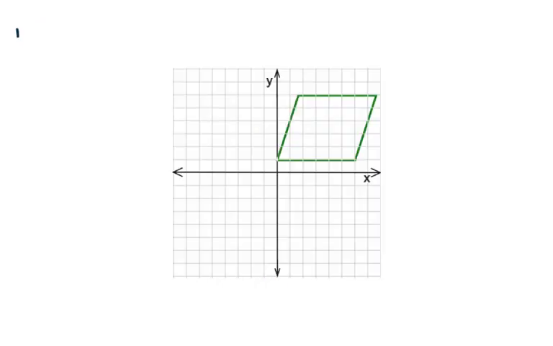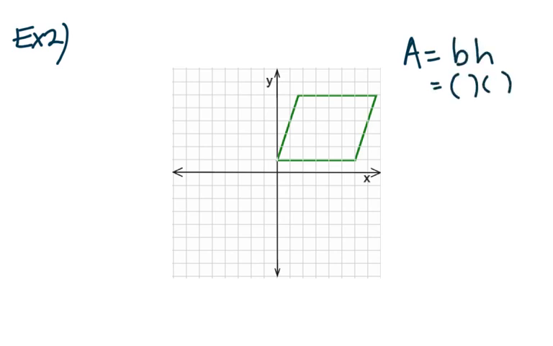Here's example number 2. Here's our next shape. This is a parallelogram. It looks like a rectangle's been pushed over. If we're going to find area of this, we write our formula. A equals base times height. So we're going to plug in some numbers. Remember to use the parentheses as your multiplication symbols.